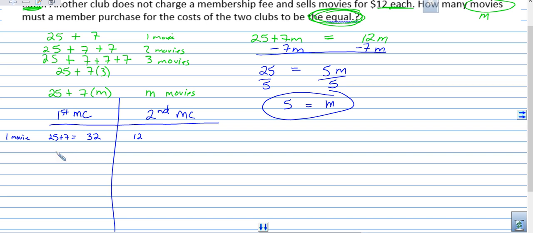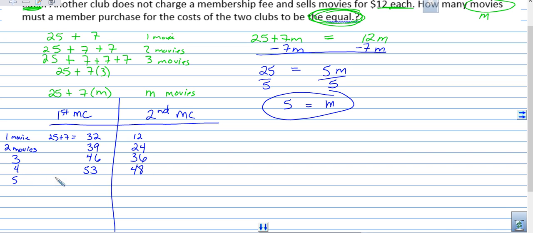Okay? So then for two movies, you would just add $7 more. So it'd be 39. And here you would add $12, so it'd be 24. Are they equal yet? No. So then you go to three movies, and it'd be 46. And then you would add 12 more and it'd be 36. Still not the same. Four movies, and so that would be $7 more, would be $53, and then this would be 48.